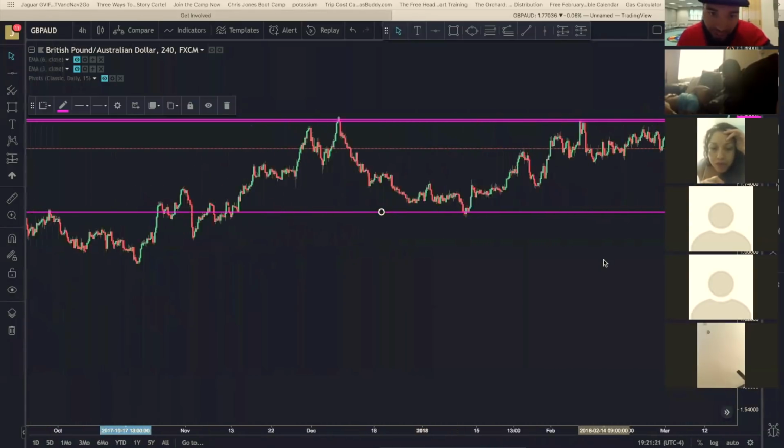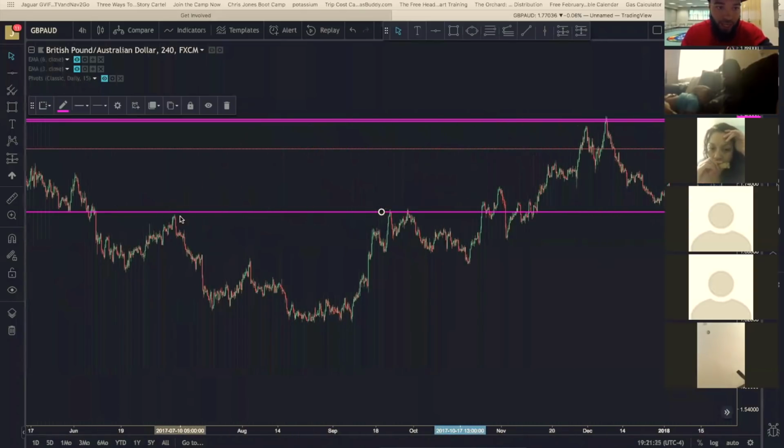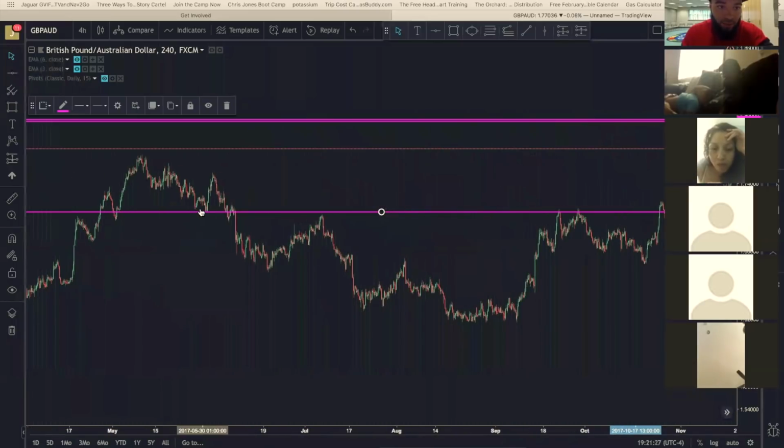How strong is that zone? How many times did it get hit? Hit right here, look at that. Boom, go back, boom. Everything is lining up, isn't it? So when everything is lining up like this, you know you got a good level.